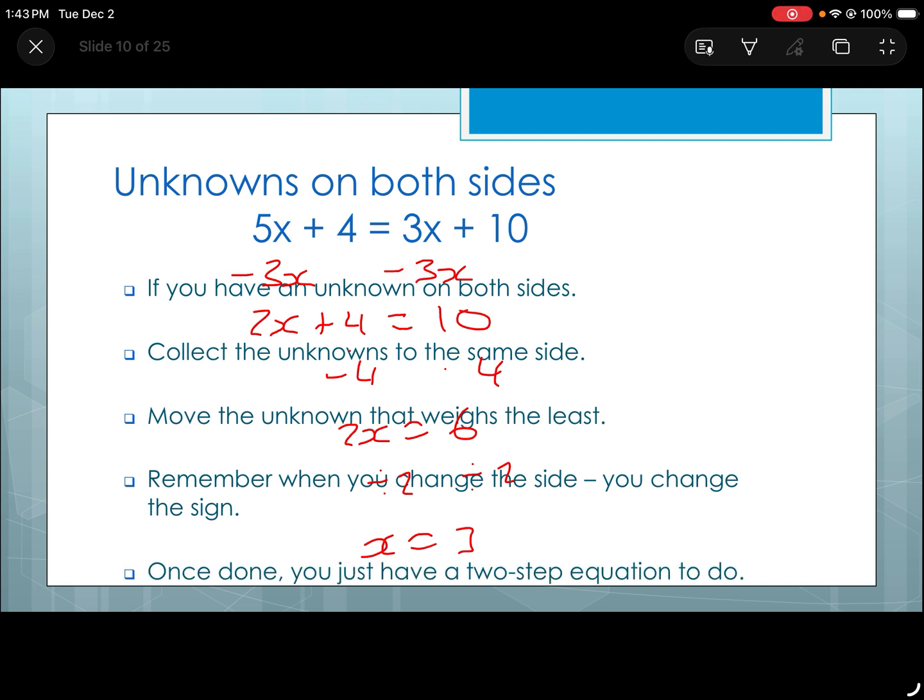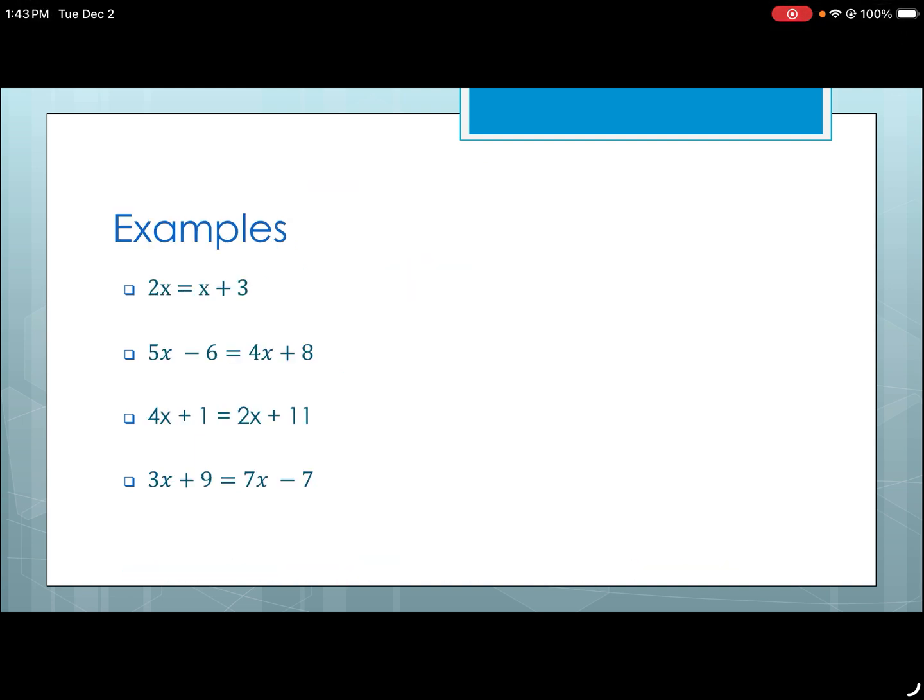Let's do another one. So 2x equals x plus 3. I wonder why it's not letting me use any other color apart from this. It's so weird.